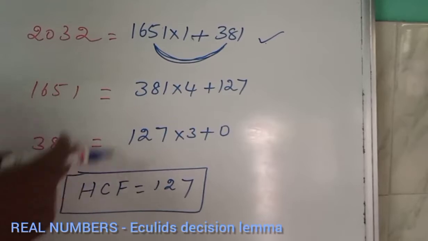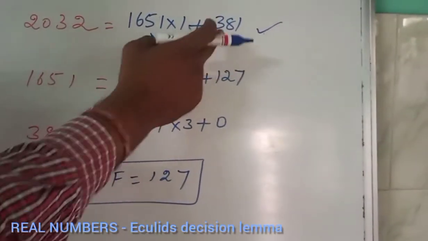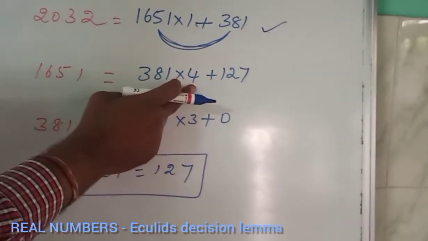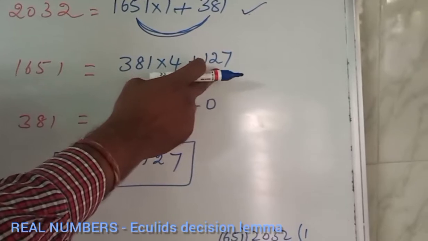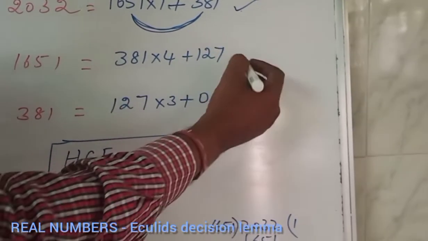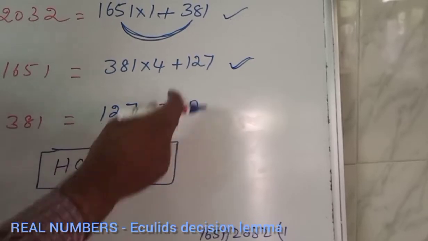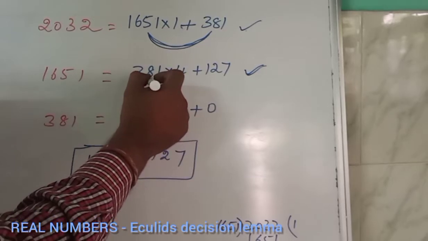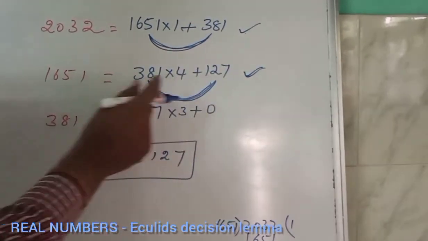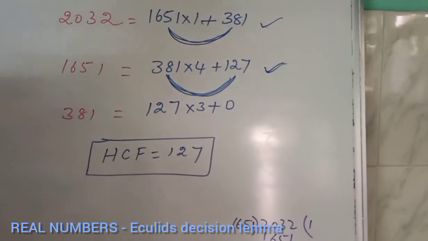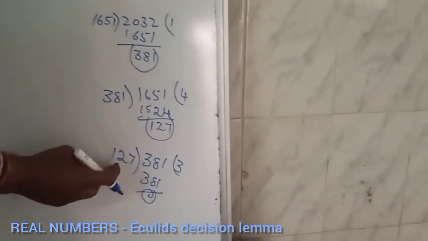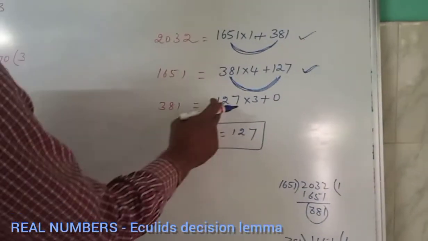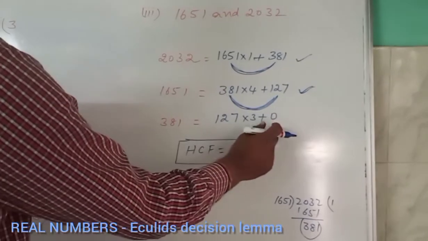1651 and 381. 381 goes into 1651 how many times? 4 times, 1524, plus remainder 127. The remainder 127 is not equal to 0. So once again Euclid division lemma with these two numbers, 381 and 127. 127 goes into 381 how many times? 3 times, remainder 0. So 381 is equal to 127 times 3 plus remainder 0.